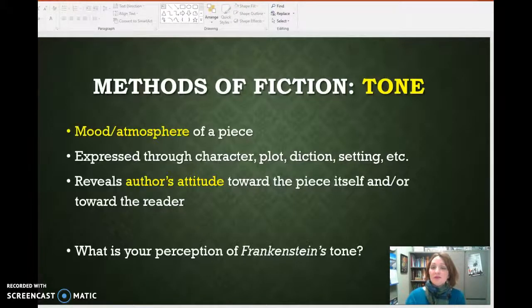All of those combined pieces give us an idea of what kind of mood it's supposed to create. So as you start to read the first couple chapters of Frankenstein, ask yourself, where am I? What kind of surroundings am I, the reader, supposed to be imagining? And what kind of a mood am I feeling as I read the words on the page?